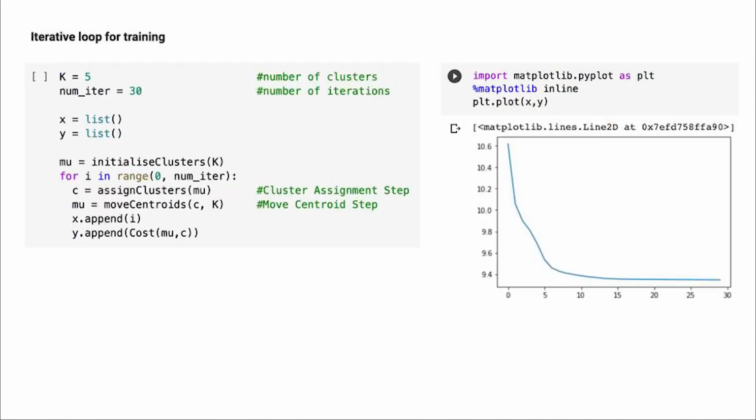So we started from the dataset, we accessed the dataset, then we pre-processed it using feature scaling, then we did the coding part. We initialized the clusters and coded the two steps, the cluster assignment step and the move centroid step, and we also coded our cost function. Now everything is set and we need to start our training.